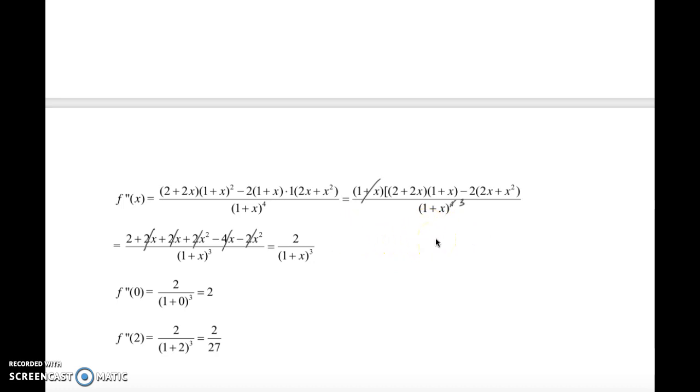a little bit easier. Here again, we're going to go ahead and plug in our x value at 0. When we plug in 0, it does not cause us any problems, and we just end up with the number 2. So therefore, at x equals 0, our acceleration is increasing. It's positive. When we go ahead and plug in x is equal to 2, we end up with a fraction of 2 over 27. Still positive. Our acceleration is still increasing. It's just increasing at a slower rate.